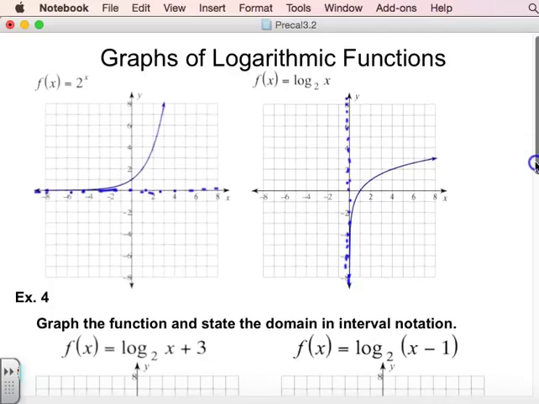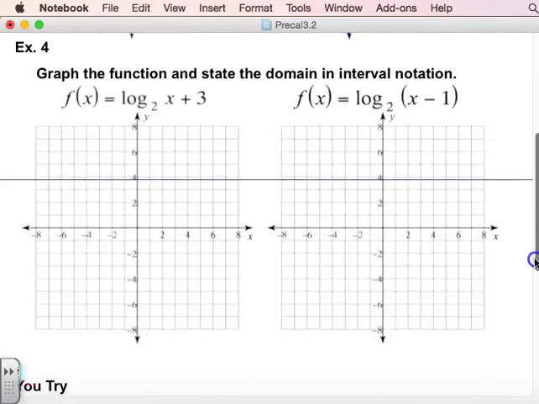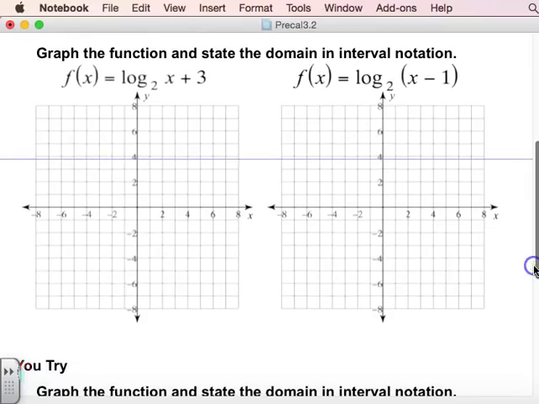Okay, so let's look at some other specific graphs. Most of these are just shifts. Right here, you've got log base 2 of x, and then the plus 3. We're not taking the log base 2 of the 3, we're just taking log base 2 of x. So the plus 3 is on the outside. Well, we know when we add or subtract something on the outside, it takes our function and just shifts it up 3.